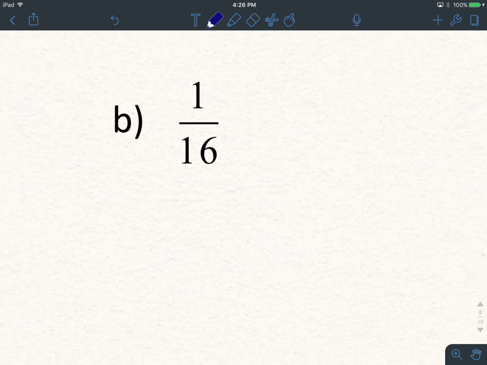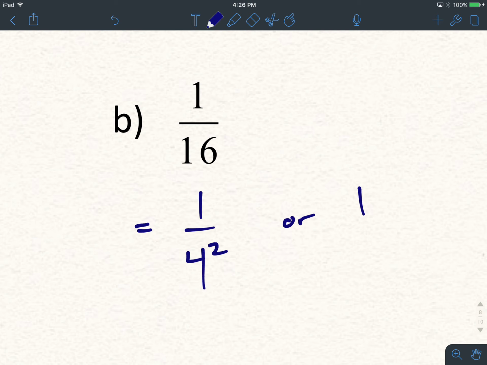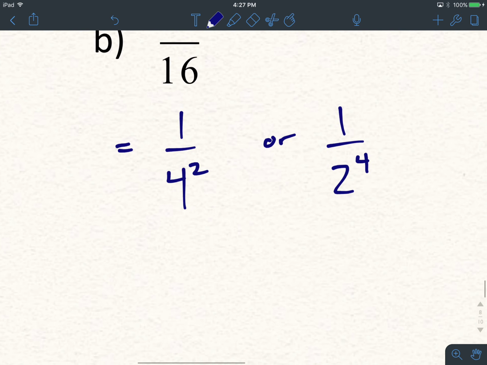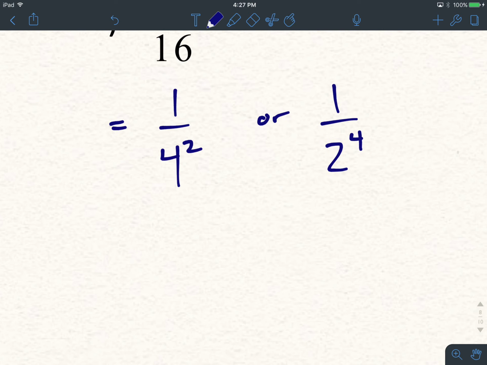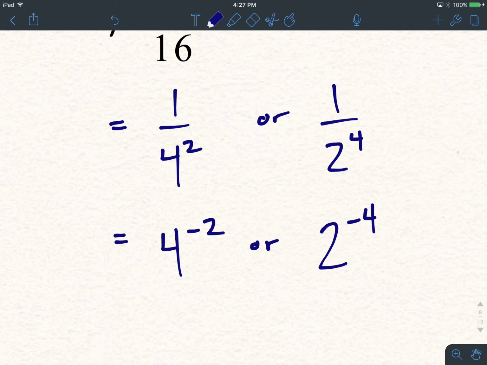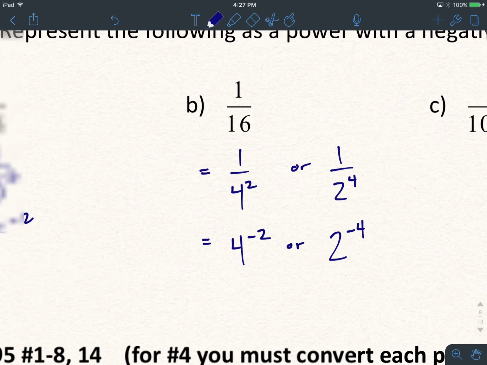Or example B. So 1 over 16. Now typically students will say, oh, that's going to be 1 over 4 squared. It is also 1 over 2 to the exponent 4. I would take either one of these. So in order to make these the exponent 2 in the first side and the exponent 4 in the second side, what we need to do is invert our bases. That changes the sign of our exponent. So when we invert our base, we end up with 4 to the exponent negative 2. And when we invert the second one, we end up with 2 to the exponent negative 4. So there's our second example.